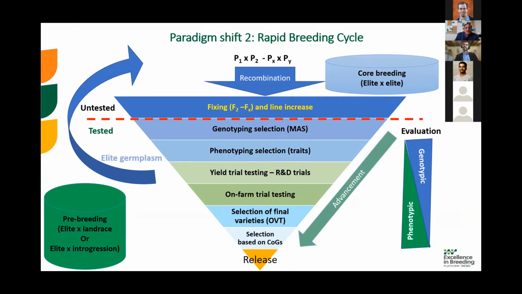So the second paradigm shift is the rapid breeding cycle, so that we can come out with a variety faster than earlier. For that, what we do is take the elite germplasm, not from the released ones, but from the yield trials, which are done based on extensive genotypic and phenotypic characterization. Once we have that, then our breeding, which is dependent on elite parents, becomes more efficient, making our breeding cycles very rapid.